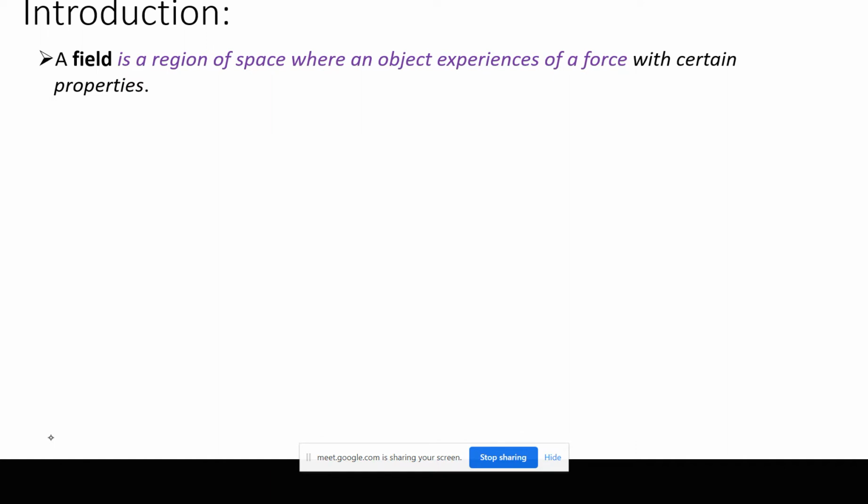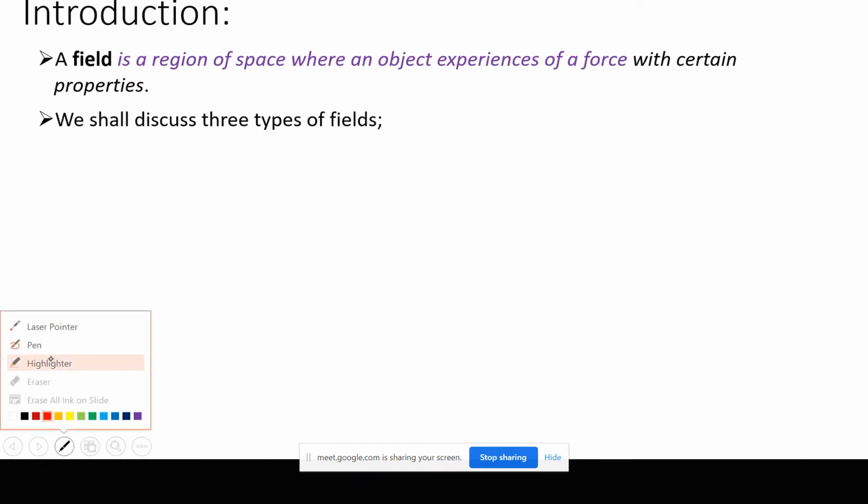So that region of space where an object experiences a force with certain properties is going to be called a field. We shall not be referring to the field that we talk about in school. However, we are going to discuss three types of fields. These are going to be independent topics, but I can't fail to talk about them now.